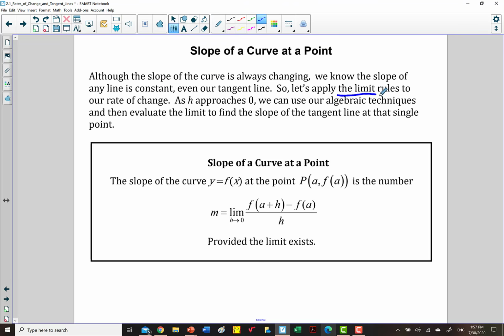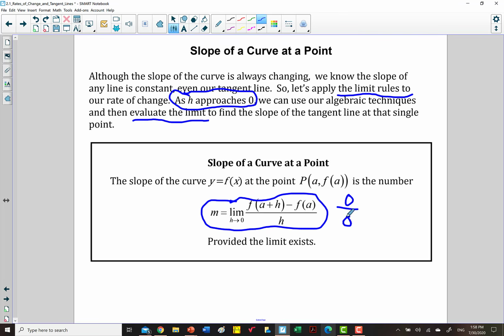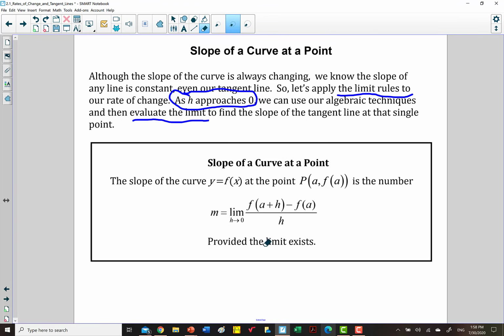So let's apply those limit rules to that rate of change. As we let h approach 0 or get infinitesimally small in a really tight neighborhood, when we evaluate the limit in that very, very small area, allowing the h values to get so close to 0 that we've almost got 0 over 0, but not allowing that to happen, we could have an estimate and find the slope of the curve at a point using the limit process, as long as the limit exists.